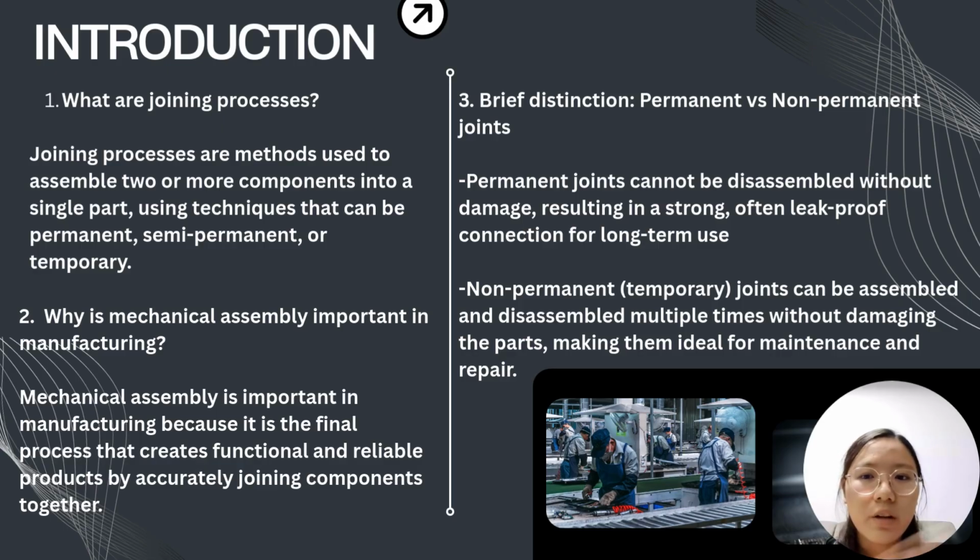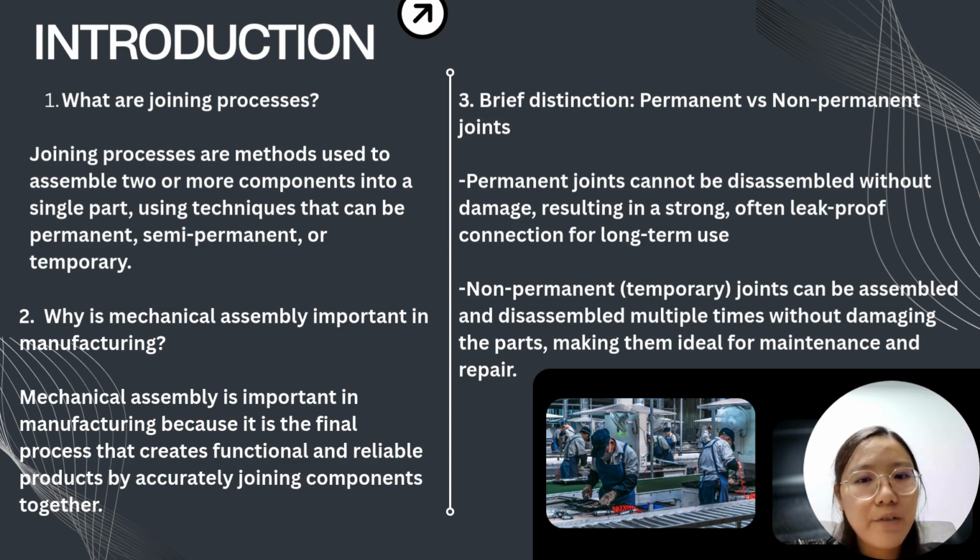Okay, next we talk about what is the joining process. Joining process is the method used to assemble two or more components into a single part, using a technique that can be permanent, semi-permanent, or temporary, which is non-permanent. And why is mechanical assembly important in manufacturing? It's because it is the final process that creates the functional and reliable product by accurately joining the components together.